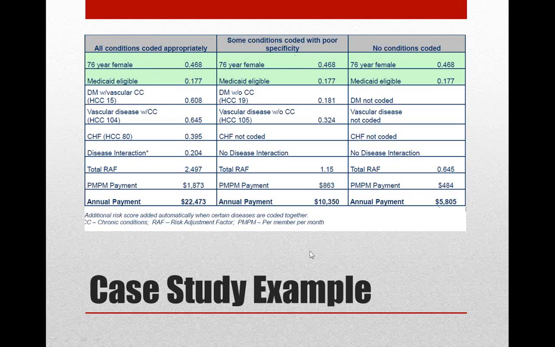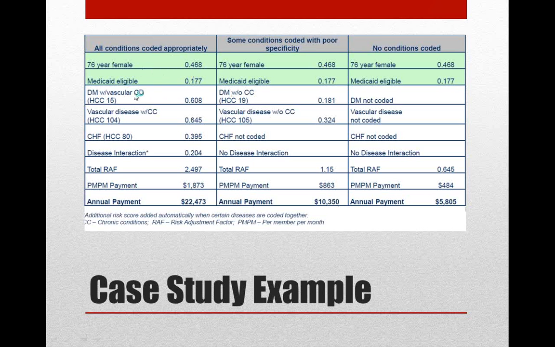Now, if you do code it, but you don't code it very specific, diabetes without complications, you get the 0.181. Vascular disease, no complications, you get the 0.3. If you forget the CHF, then you not only don't get the CHF, but you don't get the disease interaction between the diabetes and CHF. So you get a risk factor of 1.15, and you're getting $10,000 assigned to that patient for the year.